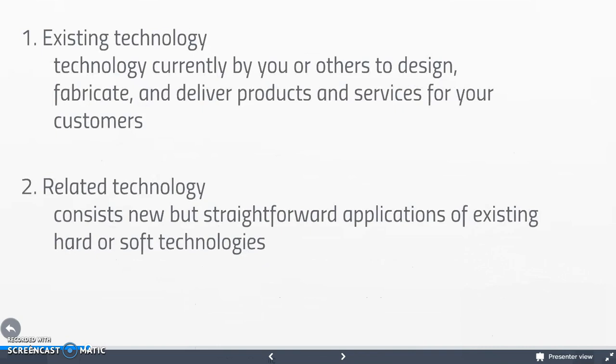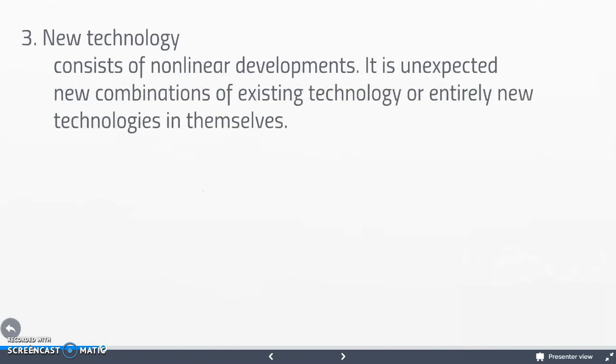Here are the definitions of existing technology, related technology, and new technology. Existing technology is technology currently used by you or others to design, fabricate, and deliver product and service for your customer. Next, related technology consists of new but straightforward application of existing hard or soft technology. And last, new technology consists of non-linear development. It is unexpected new combination of existing technology or entirely new technologies in themselves.